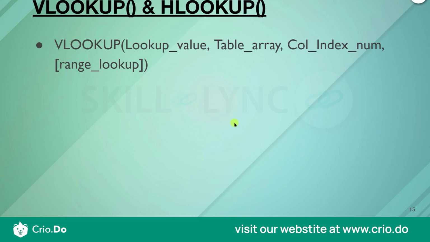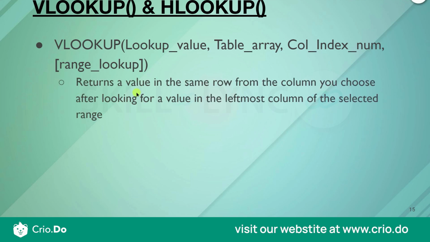How does it work? In this function, we have arguments. The first argument is lookup value. The second argument is table array. Then we have column index number. Then we have the range lookup. So it returns a value in the same row from the column you choose after looking for a value in the leftmost column of the selected range.